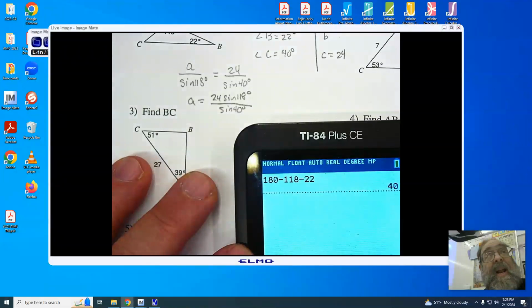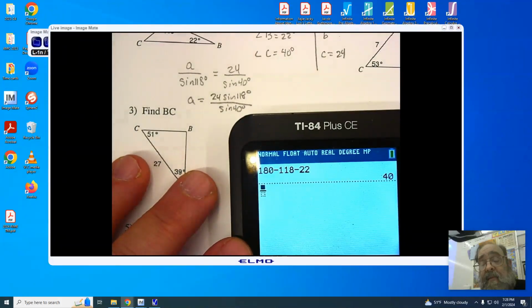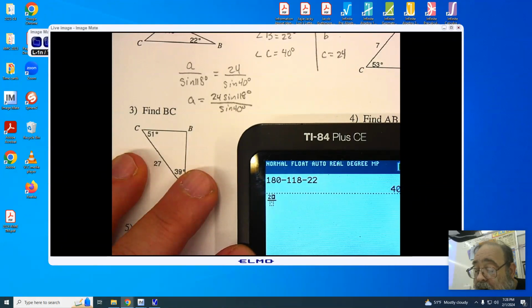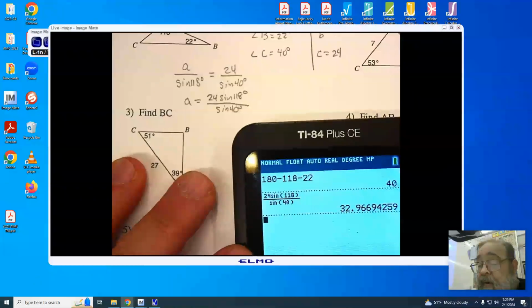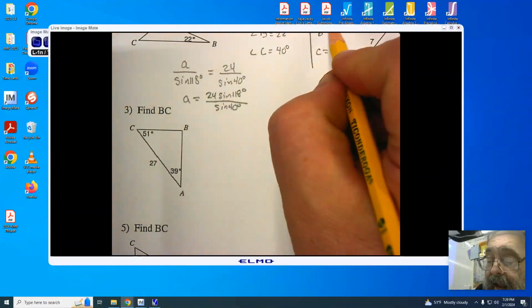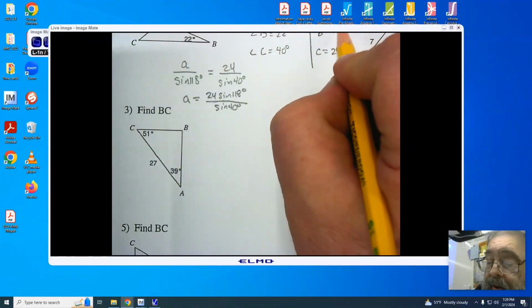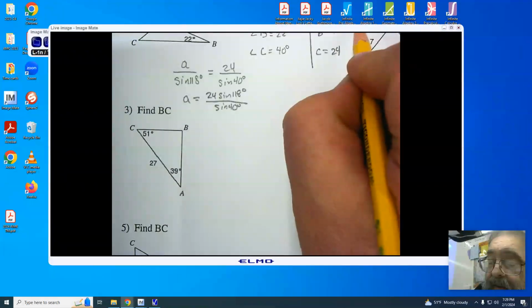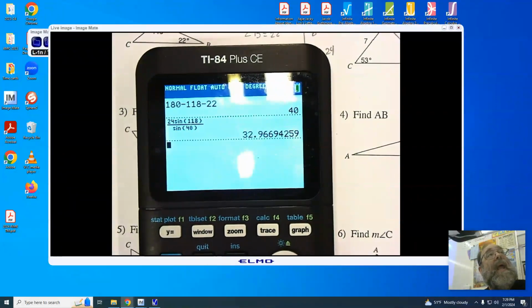So to do that, I'm going to hit alpha y equals. You'll notice I'm going to choose 1, which gives me a fraction, and I can now put 24 times the sine of 118. Move the arrow down and work with the sine of 40. Now by simply clicking enter, I get my first answer, and I now know that A has to be approximately, so I'm going to use the wavy lines, 32.9669.